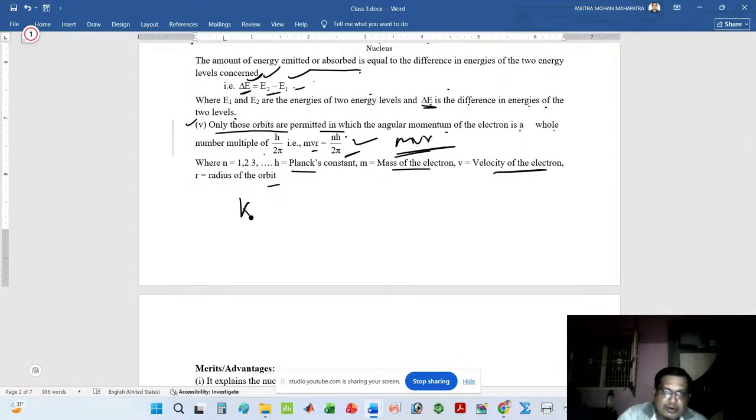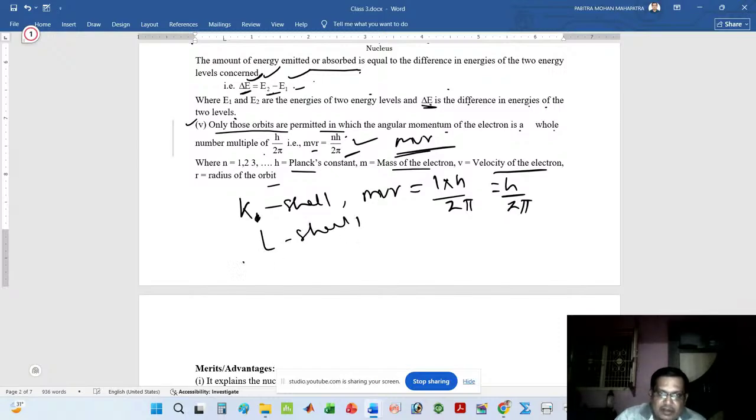Suppose I want to think about the K shell. Then, if you think about the angular momentum, mvr is equal to how much? 1 into h by 2 pi, that is h by 2 pi. Suppose you think about the L shell, then the angular momentum mvr is equal to how much? 2 into h by 2 pi, the 2 cancels, which means h by pi.